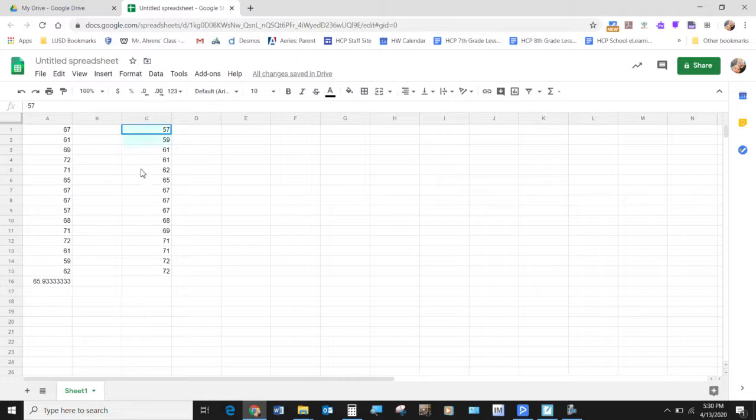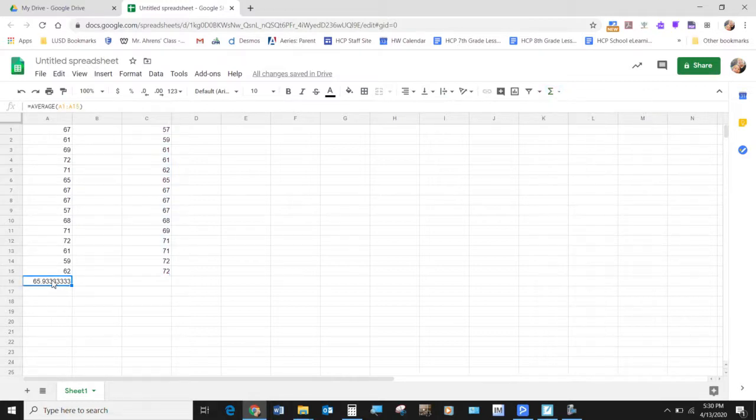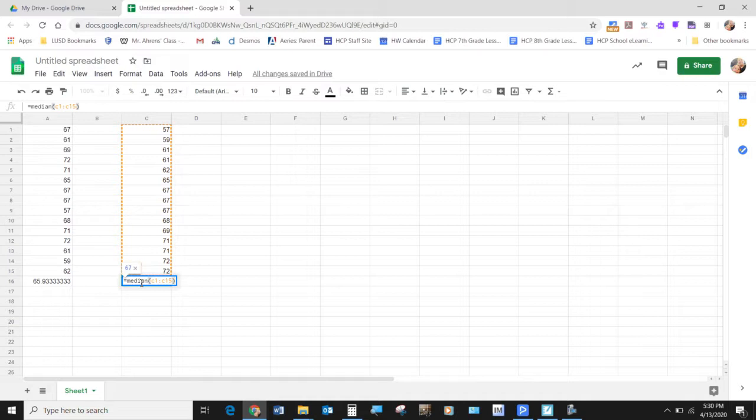Unfortunately, we do not have a button up here to find the median, or if there is one, I haven't found it. Luckily, what we can do is this. We can take this language right here and use the same thing, but instead of average, write the word median. So I'm going to say equals the median of cell C1 to C15, and our median is 67.